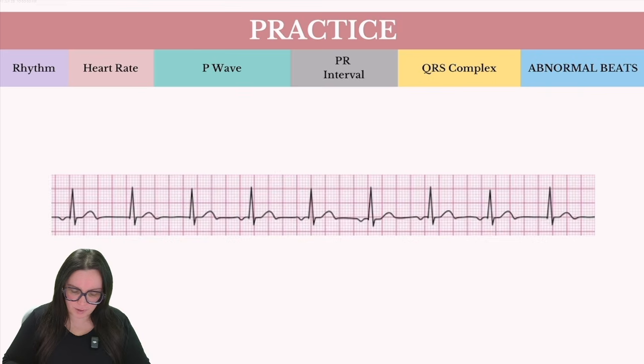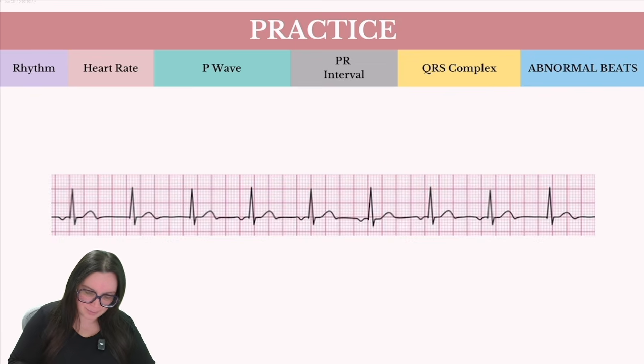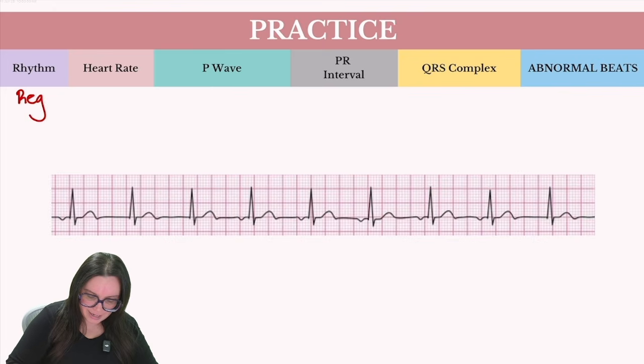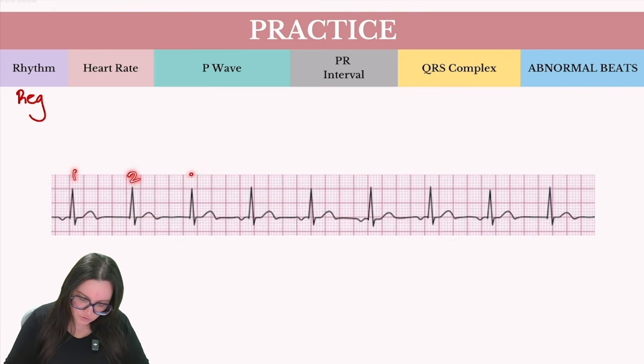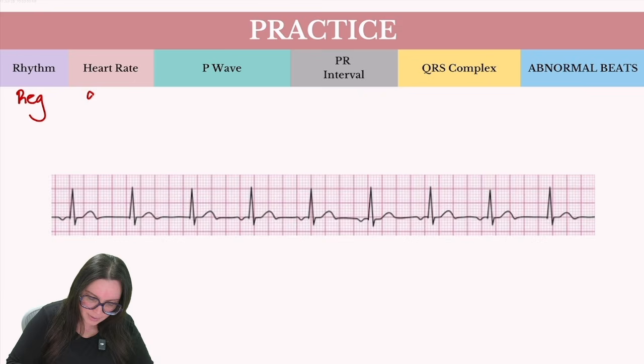So again, we start with rhythm. Do we have a regular rhythm or do we have an irregular rhythm? Based on what I can see here, it looks like everything is falling in the exact same place whenever we measure, so we would call this rhythm regular. Next up, we want to go ahead and count our QRS complexes. I have 1, 2, 3, 4, 5, 6, 7, 8, 9. So I have approximately 90 beats per minute.